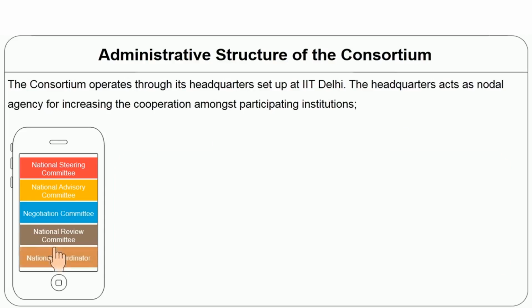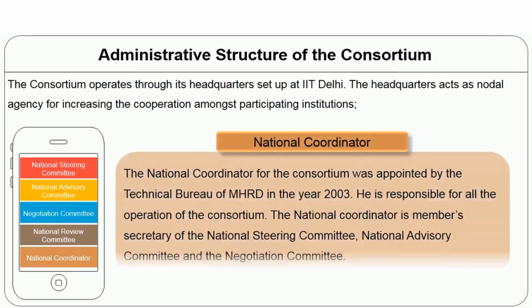And the National Coordinator. The National Coordinator for the consortium was appointed by the Technical Bureau of MHRD in 2003. He is responsible for all the operations of the consortium. The National Coordinator is a member secretary of the National Steering Committee, National Advisory Committee, and the Negotiation Committee.